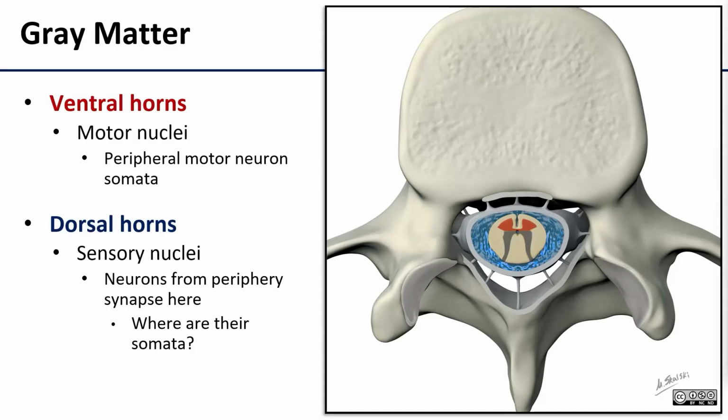The dorsal horns then are sensory nuclei, and those are where the axons of sensory neurons coming in from the periphery will synapse. So it's important to note that the sensory neurons whose cell bodies live here are not the same whose axons travel out on the spinal nerves. So those neurons have a separate home that we will discuss with the spinal nerves, but put a little pin here and come back to answer this question once you've viewed that material.